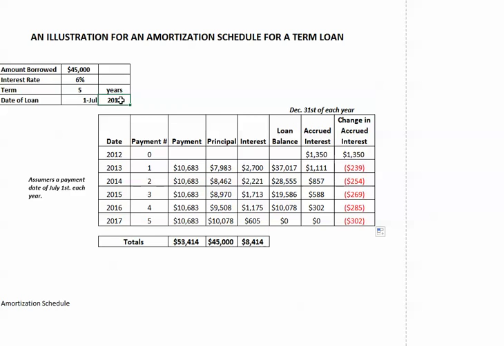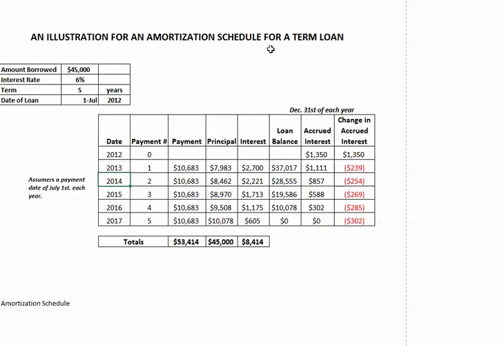Now, the way I did it here was simple. I put 2012 here, and then when I got right here, I just typed equals, went back and clicked on the 2012. And then what I did is simply added one. Right in this cell, I went equal to the previous year simply plus 1. There's other ways you can do that. And then I grabbed that cell and dragged it down through the 5 years.